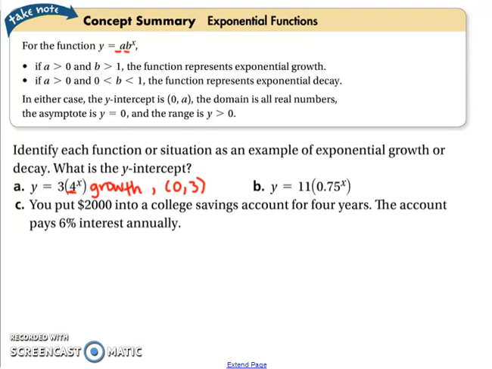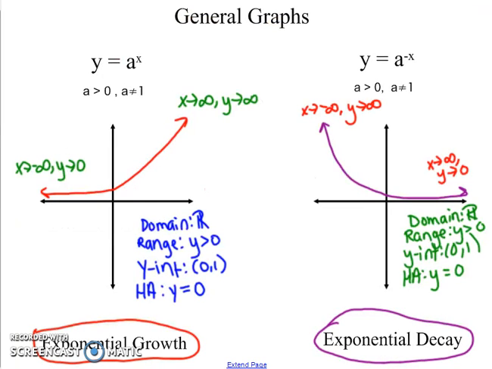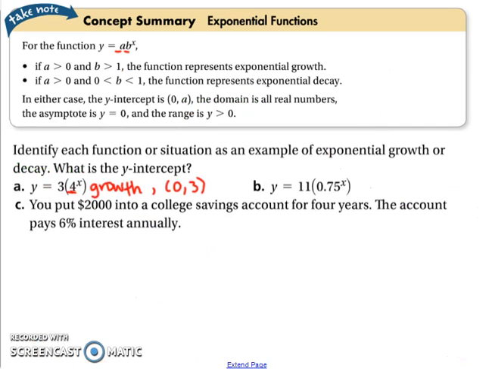So in the previous examples, we said the y-intercept was (0, 1) because there was nothing else in front of the a. So this was like 1a to the x, and this is 1a to the negative x. But in this case, we have a 3 in front, so that becomes our y-intercept, since if we plug a 0 in for x, 4 to the 0 would be 1, and then 1 times 3 is 3.